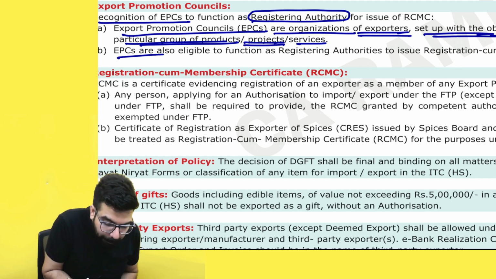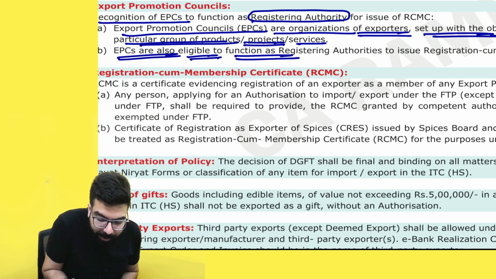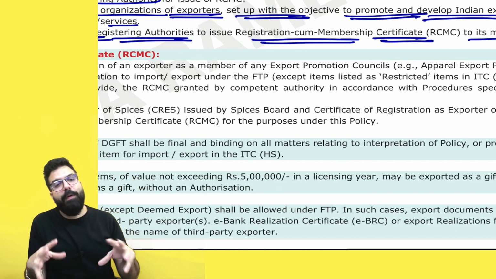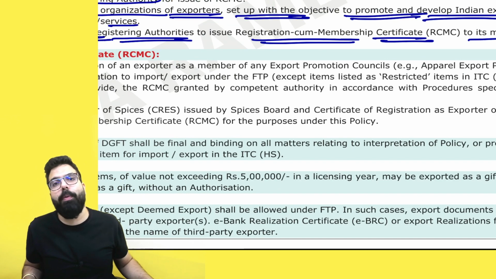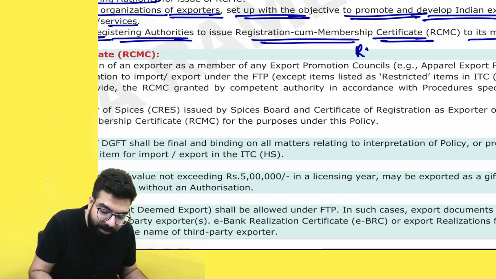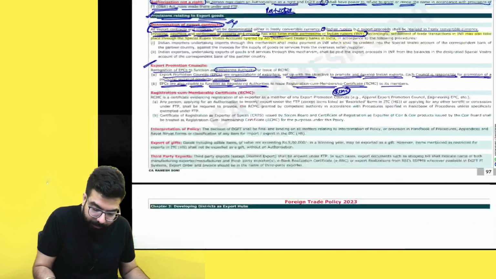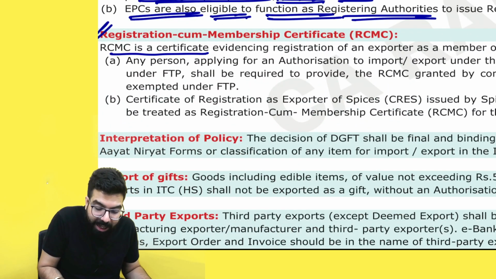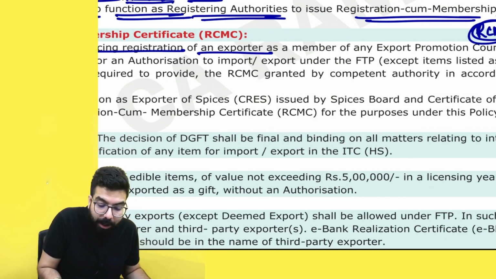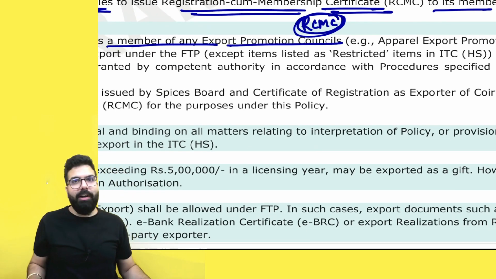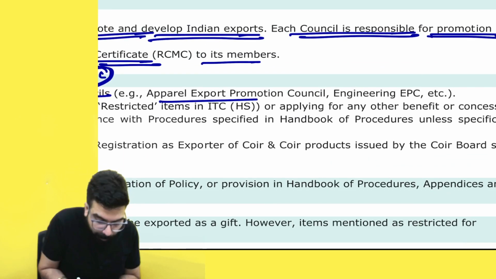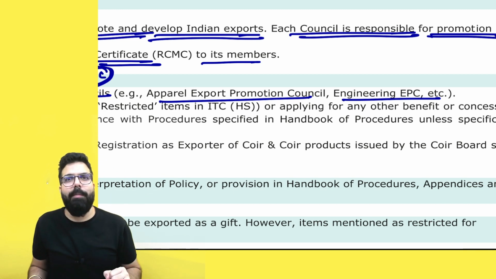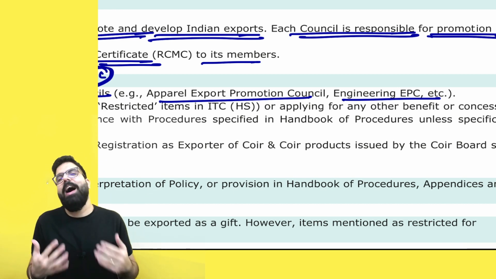Then EPCs are also eligible to function as regional authorities to issue registration cum membership certificate to its members. So if I am an exporter of cashew and I go to the Export Promotion Council, they will give me an RCMC, registration cum membership certificate. And what is a registration cum membership certificate? RCMC is a certificate evidencing registration of an exporter as a member of any Export Promotion Council. For example, if I register myself with the Apparels Export Promotion Council, Engineers Export Promotion Council, or Spices Export Promotion Council, then I will get an RCMC certificate.